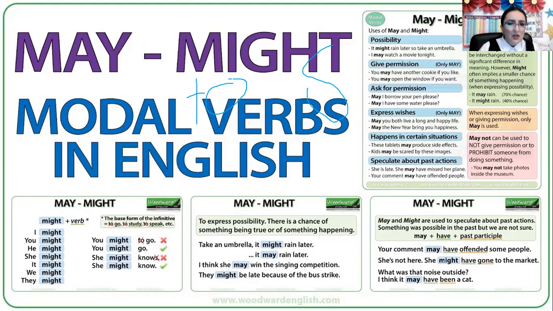Oh, what was that noise outside? I think it may have been a cat. You are speculating about objects in the classroom, or about some situations that were happening in the past. Okay, you are speculating about past actions.